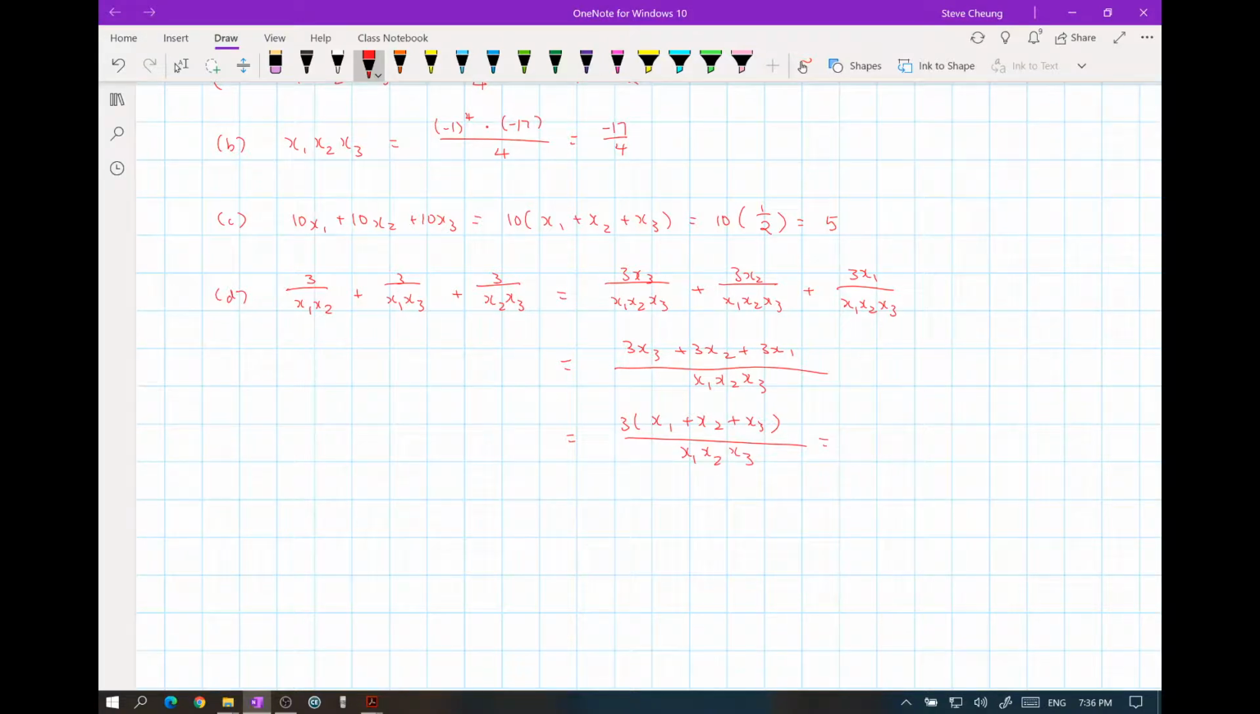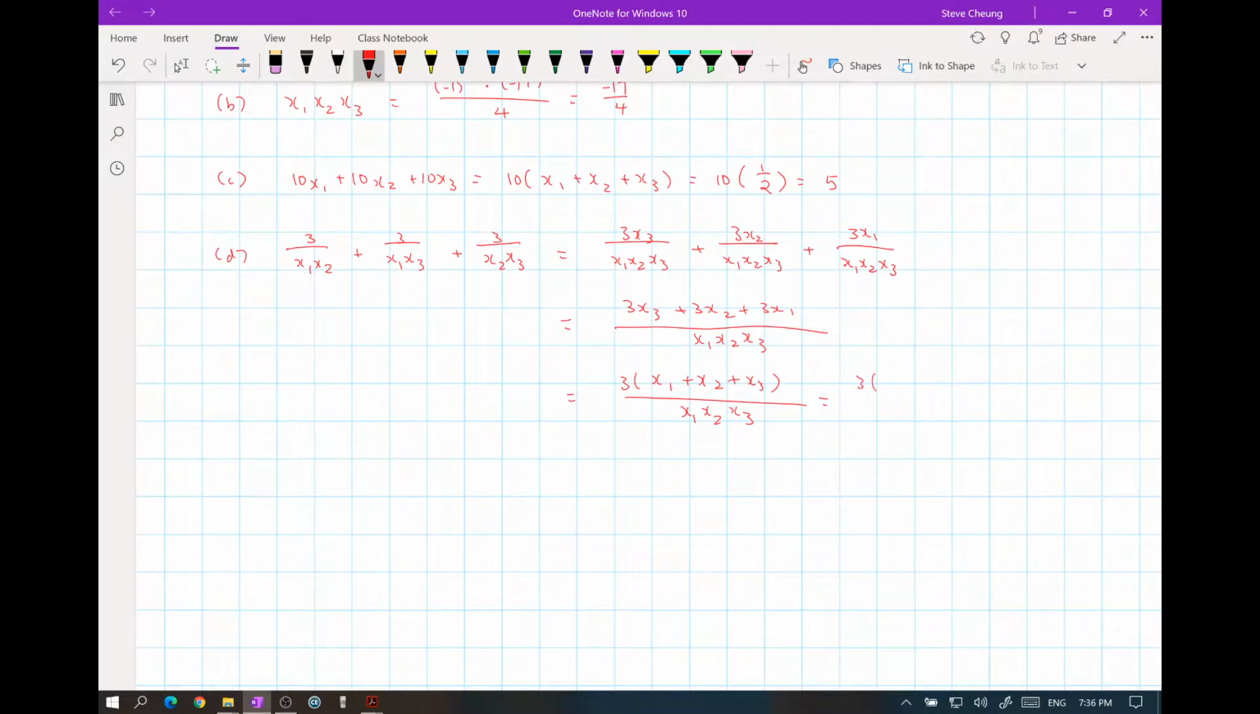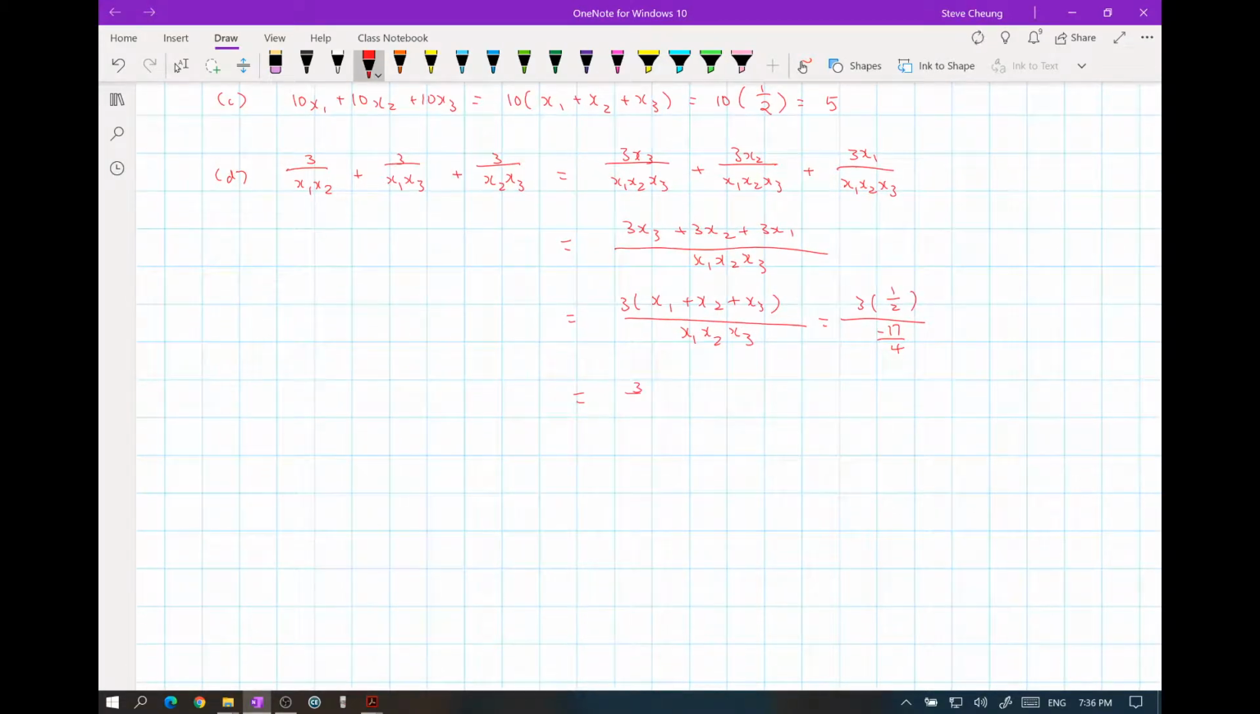So now this is part A. The bottom is part B, which is negative 17 over 4. So we have a bit of manipulation. This is just 3 over 2 times negative 4 over 17, which is negative 6 over 17.